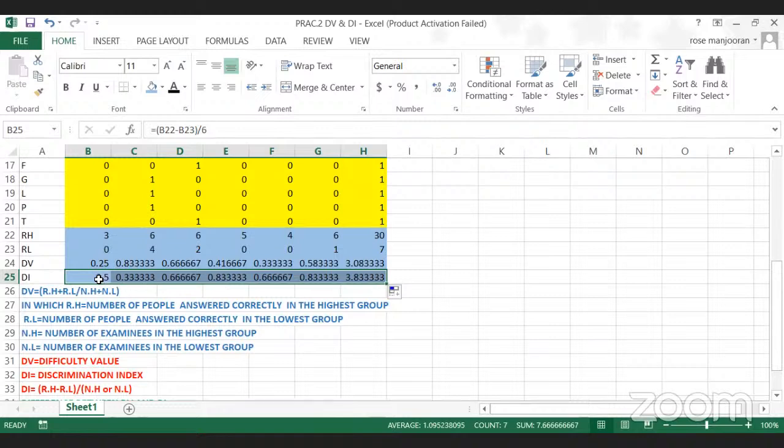I think you can understand from the values. You have to do this activity. This is a practical. That is why I'm not giving you more clues regarding this. So this is how we calculate DV and DI. Is it clear?